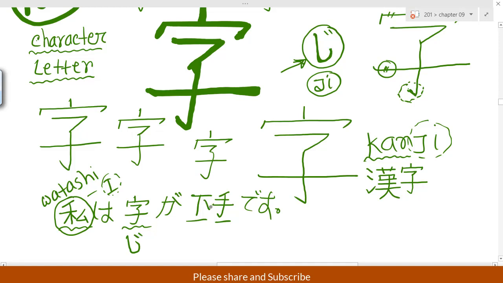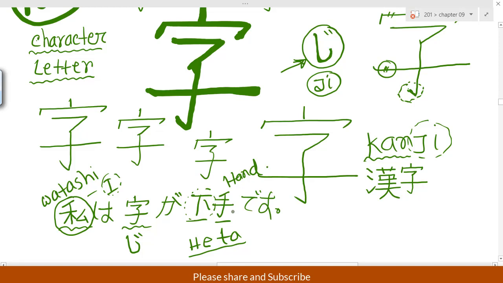Ji ga heta. This is the ta. This is he. Heta. This heta. He means not good. Te means hand, my hand. Te means hand. So heta. Heta means not good hand.